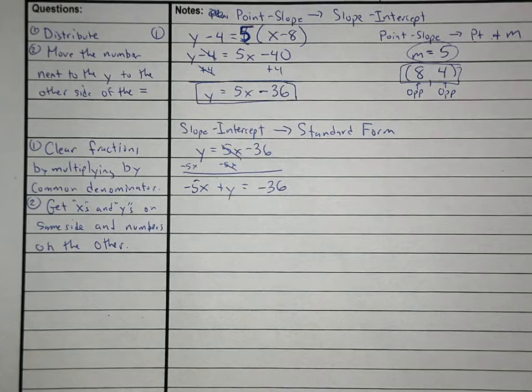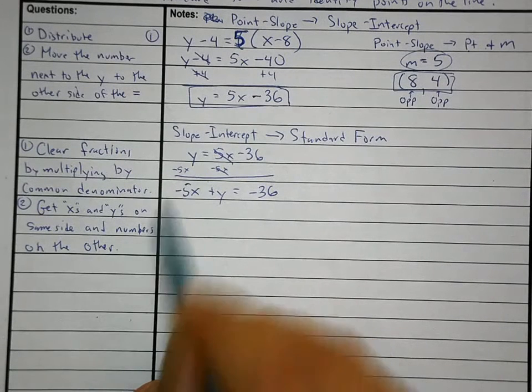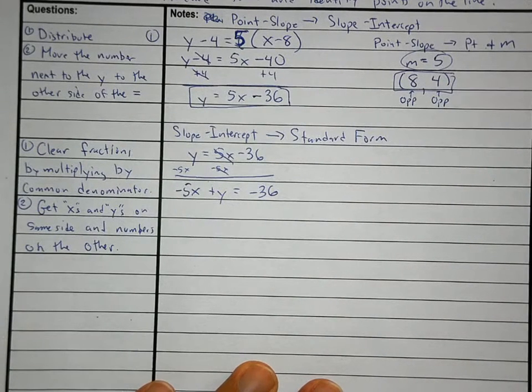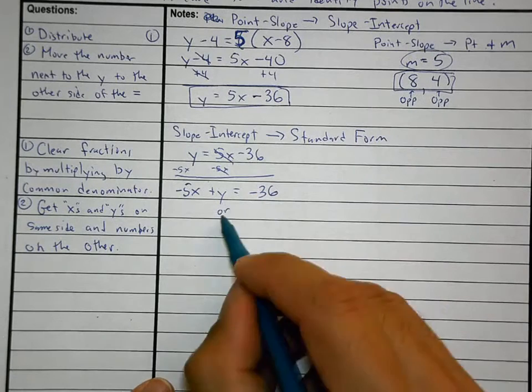This answer is completely fine on any quiz or test, but most of the time, most SATs and SBACs will always have the A as a positive. I'm not saying it's this way all the time, but most of the time, this A value will be positive. So just so you are aware, this is the same thing. I'm going to put or.